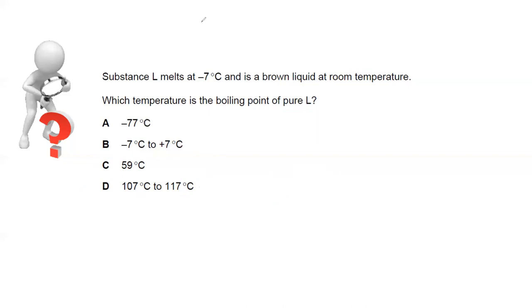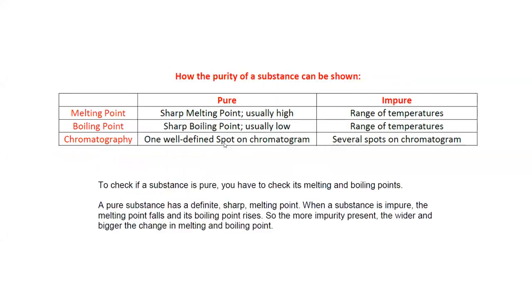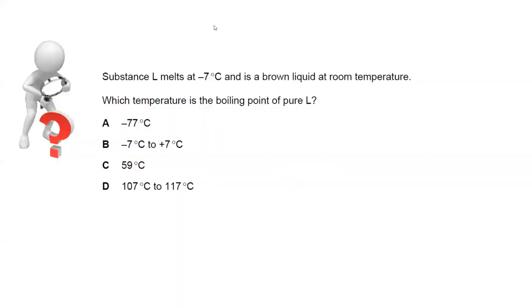As in the previous slide, I mentioned, when a substance is pure, it will have a sharp melting point and a boiling point. But when a substance is impure, it will have a range of temperature. And they specify here that this substance is a pure substance. So when it's a pure substance, it should boil at a fixed temperature, and the boiling point should be higher than the melting point. So minus 77 is totally wrong, because it is lower than the melting point.